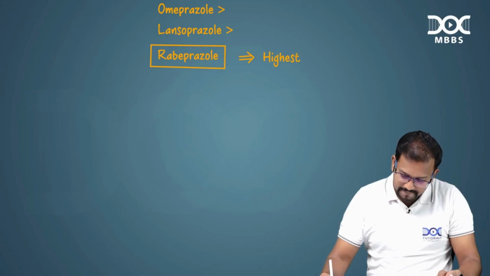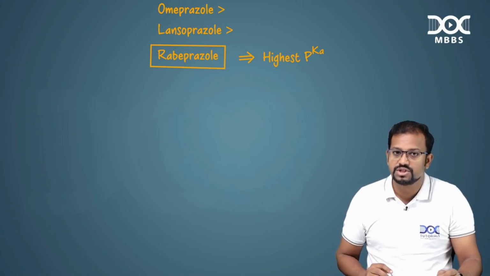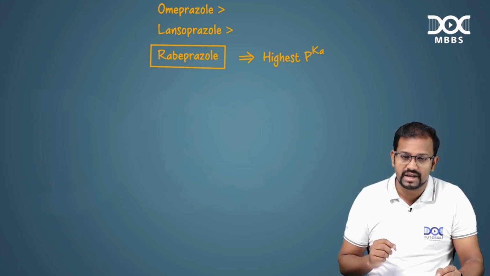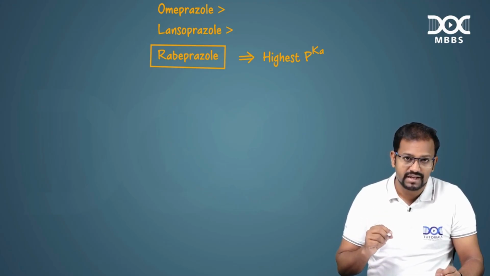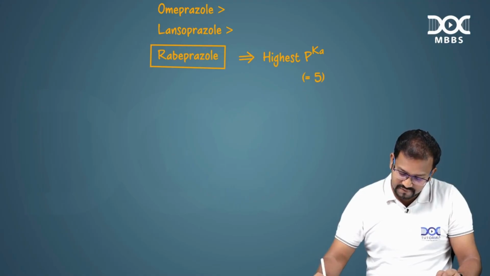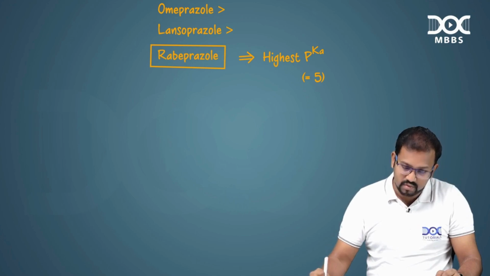Highest pKa. What is pKa, buddy? The pH at which 50% of the molecule will be ionized and 50% will be unionized. This molecule, rabeprazole, has the highest pKa, which is around 5.